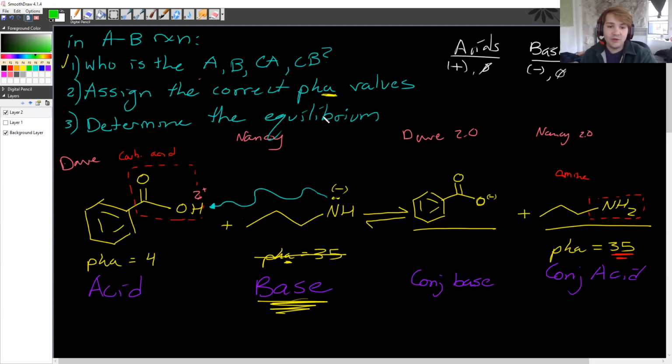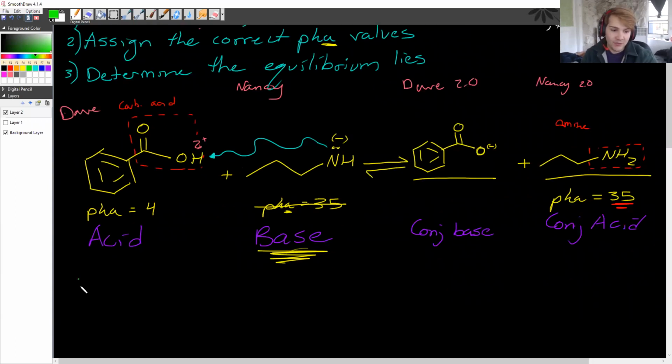The last part is we have to determine the equilibrium, which way the equilibrium lies. Basically what we're trying to say is which arrow Mother Nature is going to favor. Are we going to favor creating more of the products or more of the reactants? What you have to do in your exam is circle one of these arrows. There are two ways that we can do this. The first way is thinking about it logically, and the second way is thinking about it mathematically.